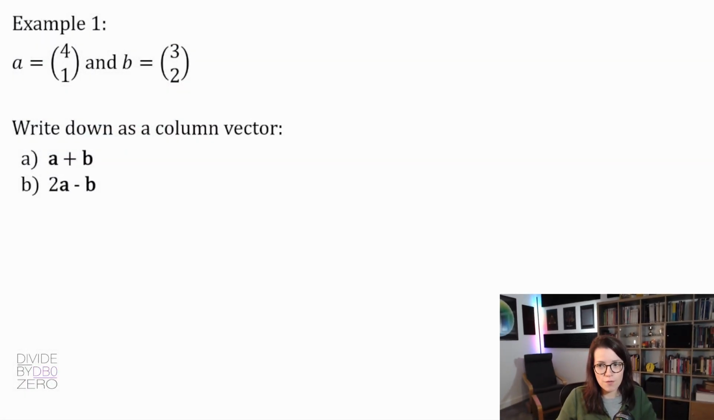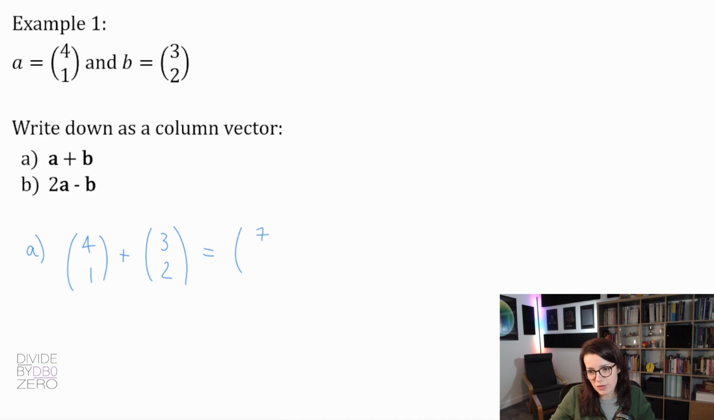Now we've seen some of the theory of vectors, let's take a look at some examples. Here's one. So a equals (4, 1) this time, and b equals (3, 2). And we're asked to write down as a column vector a plus b. So starting with that, all we do is write down (4, 1) plus (3, 2). And again, you just want to do your two separate calculations. So 4 plus 3 gives you 7, 1 plus 2 gives you 3, and you're done.